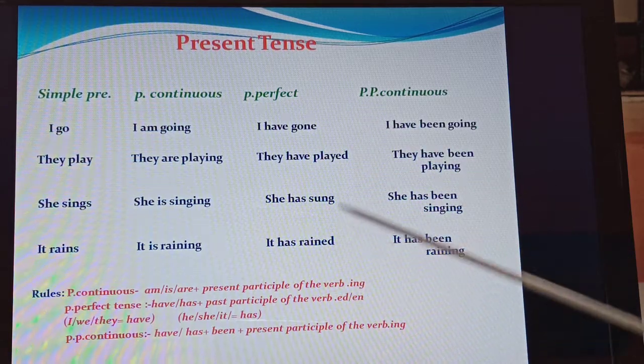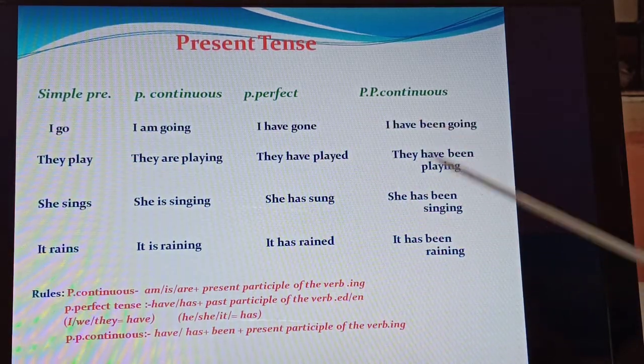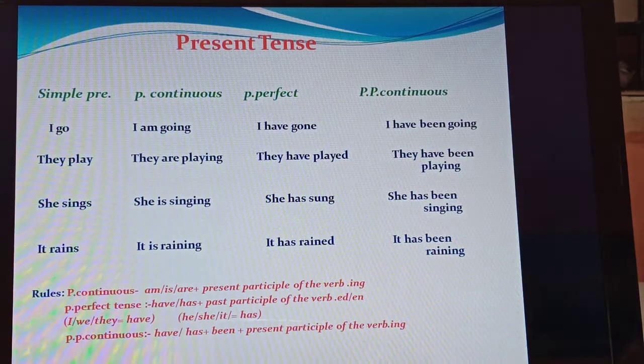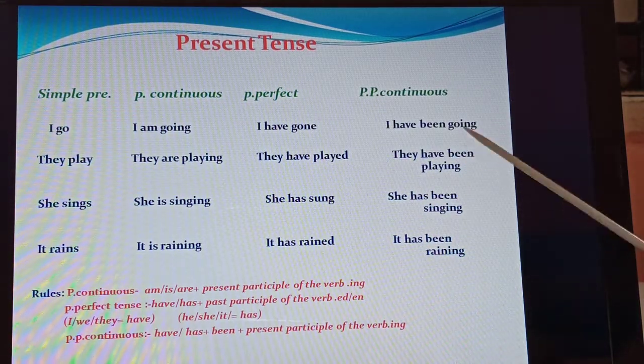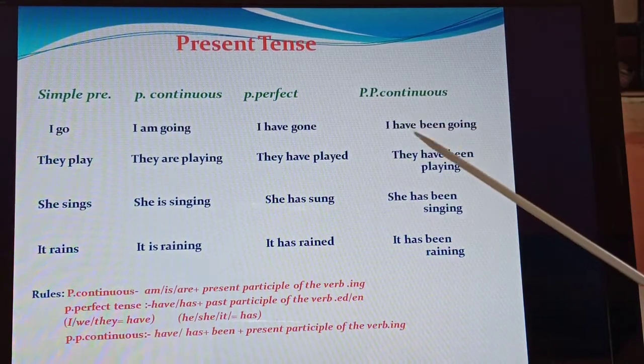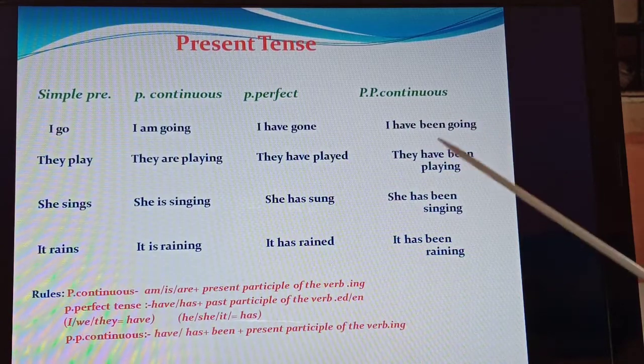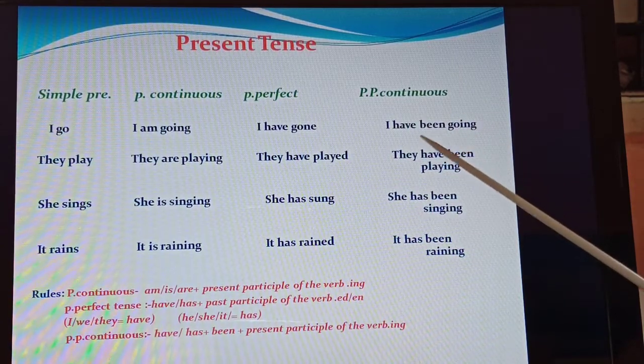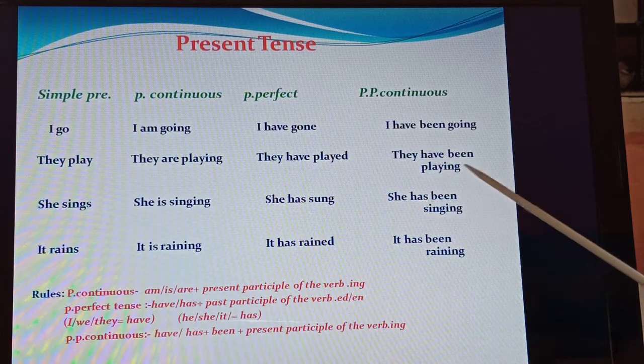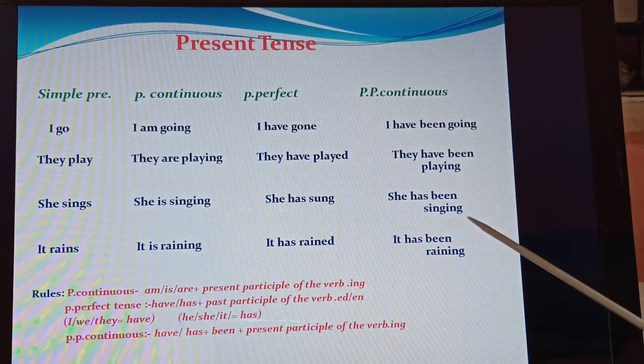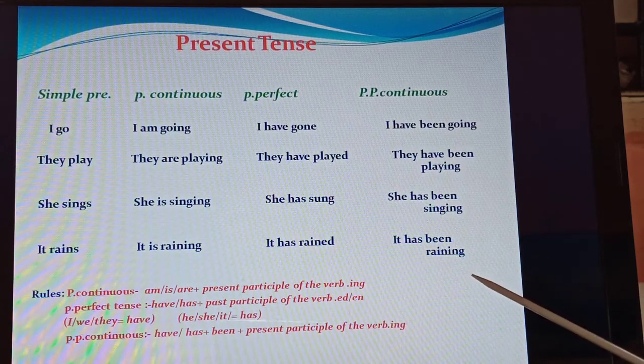Okay. Let's move on to present perfect continuous. What is present perfect continuous? Action has started sometime back and it is still continuing. We call it present perfect continuous. I have been going, they have been playing, she has been singing, it has been raining.